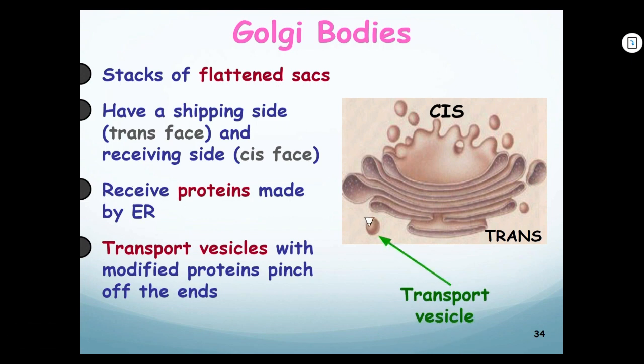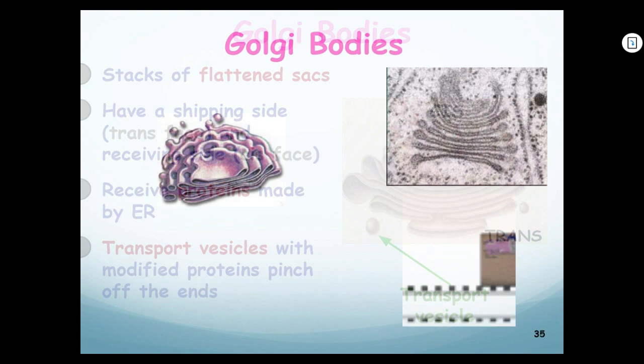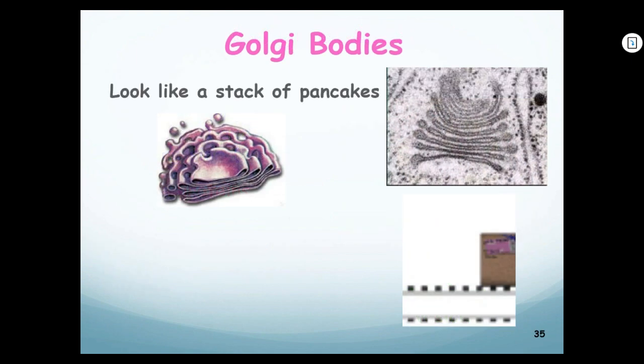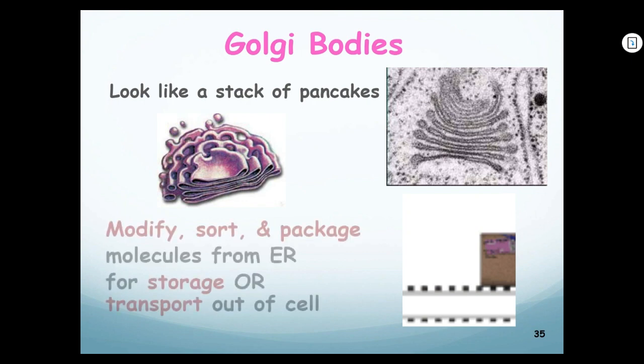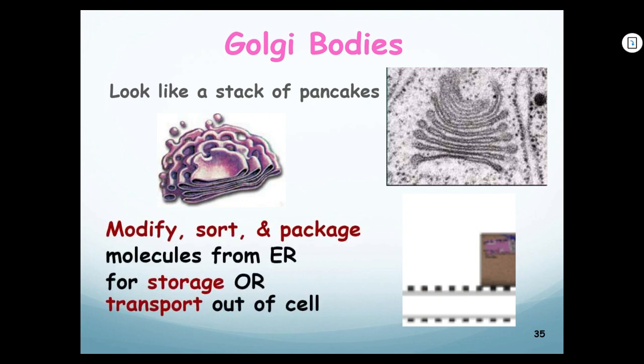Right. And so here you see one of these little transport vesicles. You can think of it as a little vehicle or a little car or a little truck that moves things around the cell. And like it says right here, it pinches off to the sides right there. And so they do look like a stack of pancakes, kind of flattened down. And they modify, sort, and package, kind of like I said, put the finishing touches.